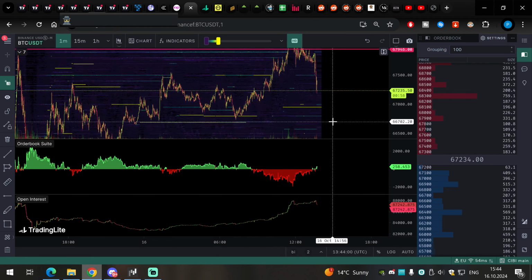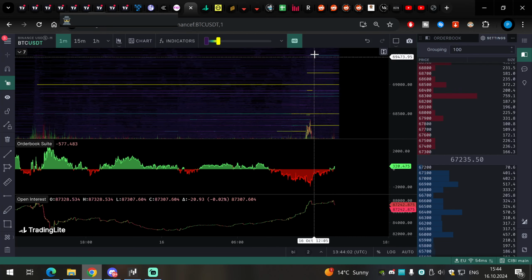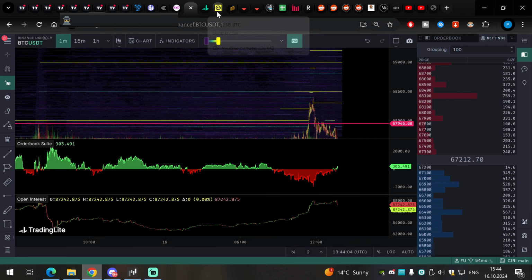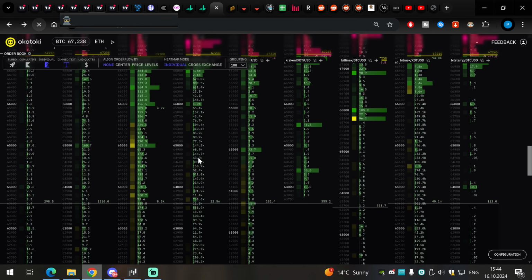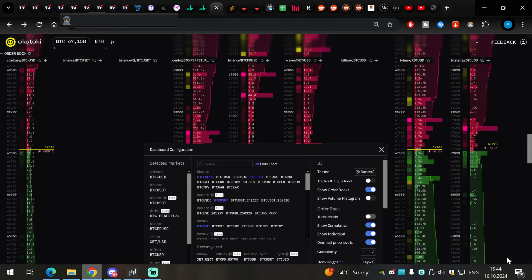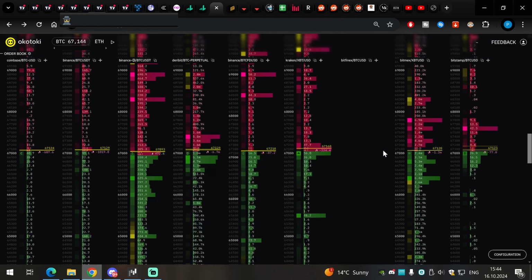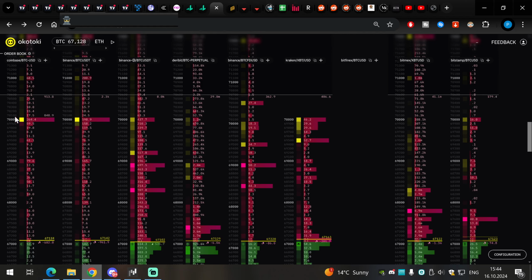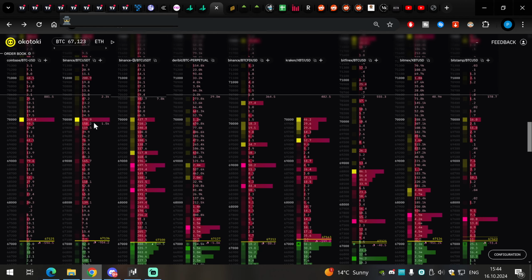Not so strong books to the downside, and you see lots of pressure building above us. Okotoki is also showing you that. We can refresh. It's showing you that you don't need much for a pullback, because all the books are still empty on the buy side, and 70,000 is heavily protected. No surprise, we should get trades from this area.